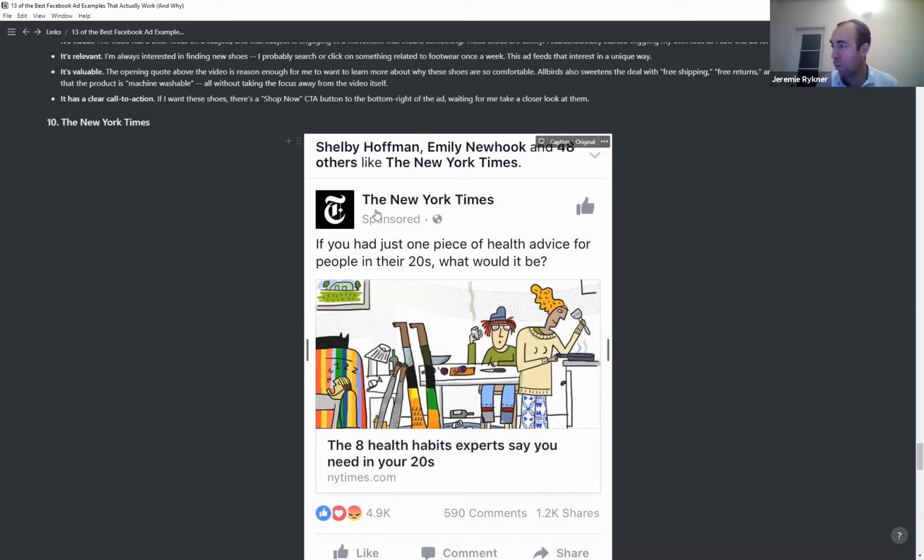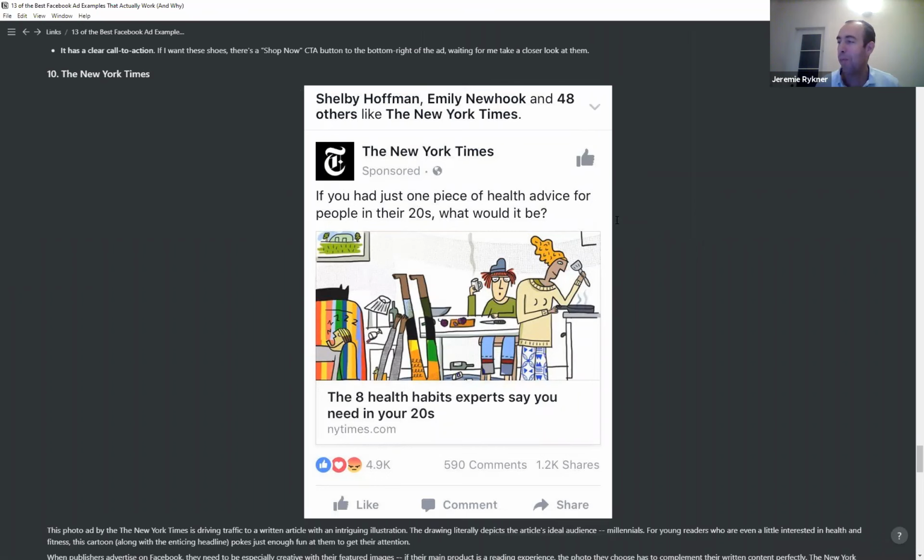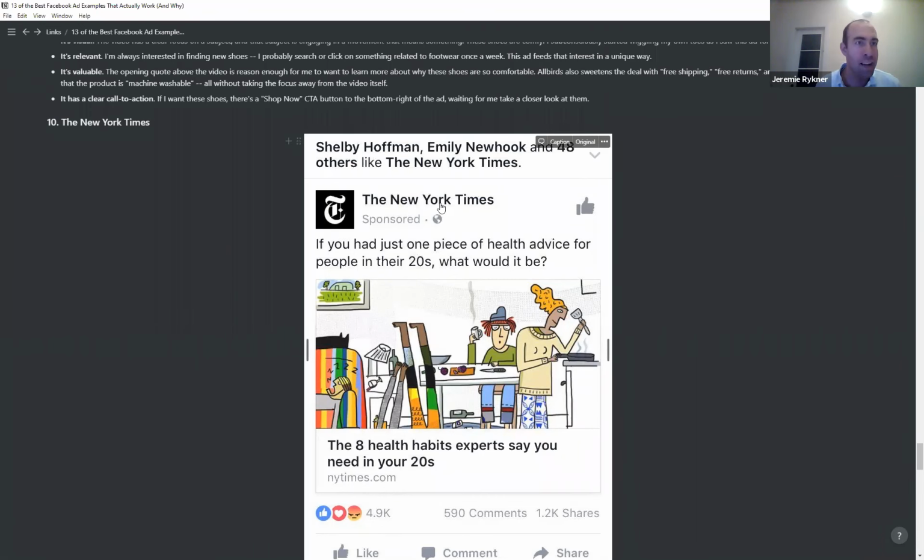And you have here the social element of all your 50 friends that already have liked the New York Times. So probably they will also show this ad to someone who is relevant to this article. Here it's about people in their 20s, so probably they are targeting people in their 20s.